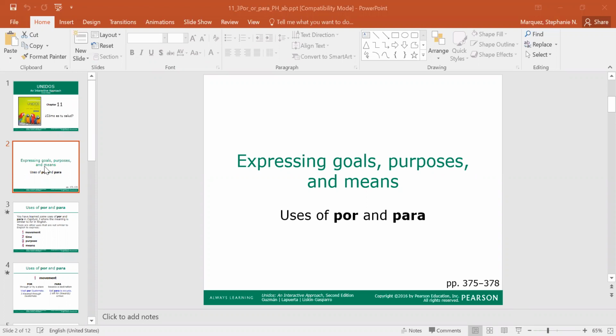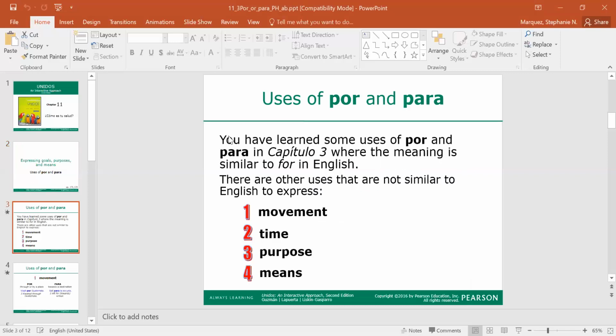So we see here the uses of por and para to express goals, purposes, and means. That's not really important to remember, that whole goals, purposes, and means thing. I would think about some of the other things. So I'm not going to do the complete slideshow. I'm just going to click like this for you guys. It gives you an overview.